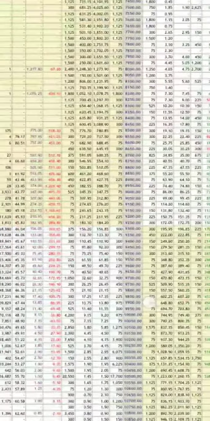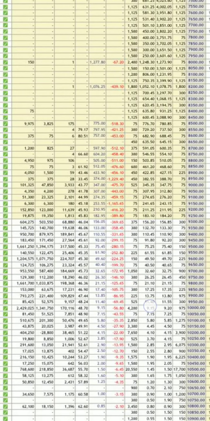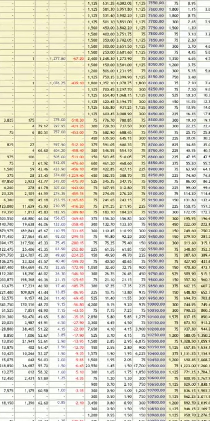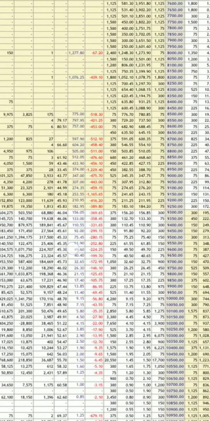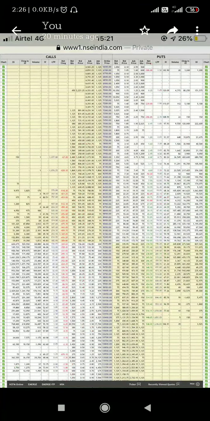Now we will go for the final. As you can see, the 9500 level has decreased to 13 lakh 94,000, and on the other hand 9600 has decreased to 10 lakh 71,000. That is a decrease in call writing, which means the call writers are covering or closing their positions. So we can expect the market to move on the upside today. This was the final chart analysis, and this was the final option chain.